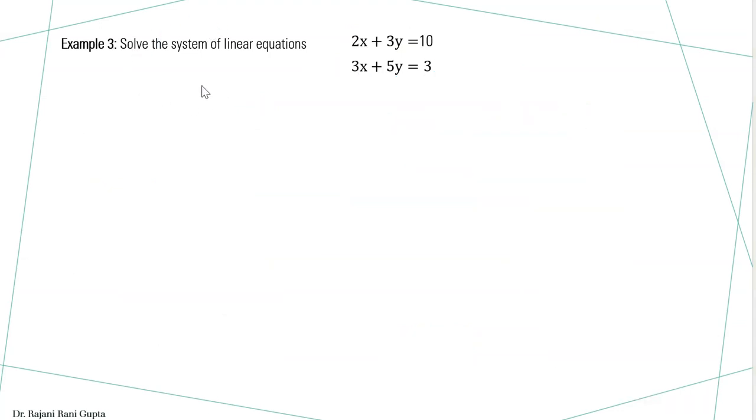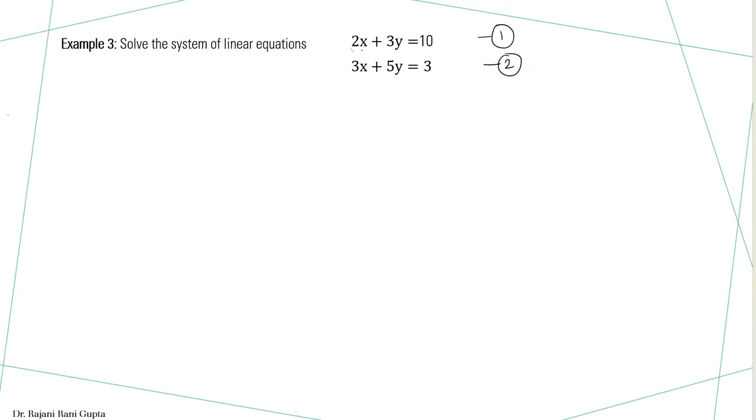Let's see another example. Now in this example, you can see that the coefficient of x is 2 and 3 in equations 1 and 2, and the coefficient of y is 3 and 5 in equations 1 and 2. So what's happening here is you cannot simply multiply one equation so that the coefficient becomes the same. In this case, you have to multiply both the equations to get the same coefficient.